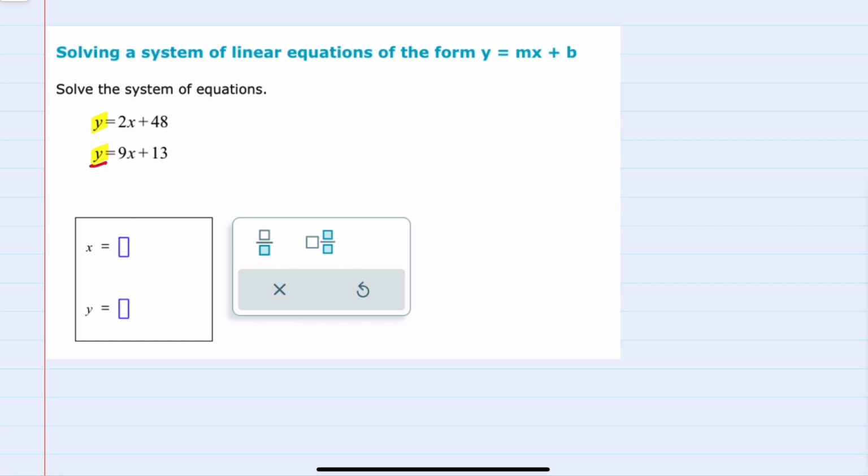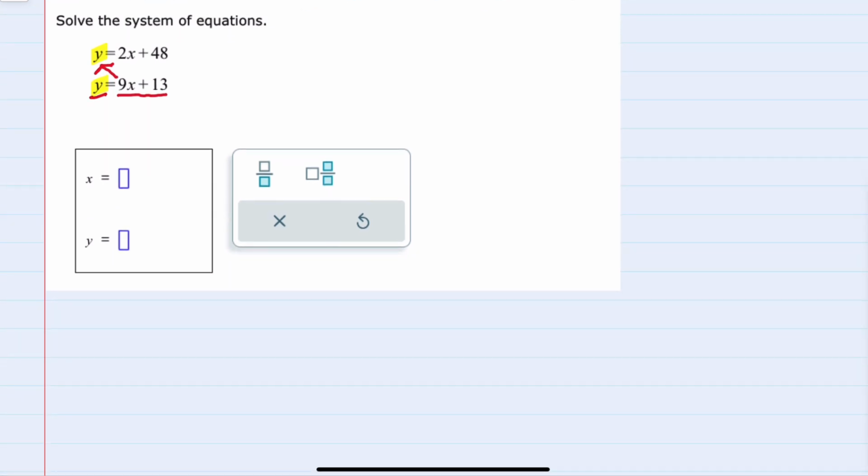Because if y is equal to, in this example, 9x plus 13, I can replace the y in the equation above with 9x plus 13. To show what that looks like, if I replace this y with 9x plus 13, then on the left-hand side we have 9x plus 13 equals, and then in the top equation, I have the right-hand side as 2x plus 48. Doing that substitution, I now have a single equation with only a single variable. I can solve this for x.